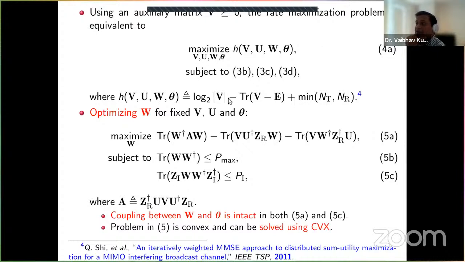After formulating 4, they try to optimize W with everything else fixed. So here V, U, and theta are all fixed. So the problem becomes 5, and that is a convex optimization problem. You can solve it using CVX. Although we have fixed theta, you see in the transmit power and the interference constraint 5C, there is a coupling between W and theta. But since theta is fixed, the solver thinks of it as having only one optimization variable W to optimize.